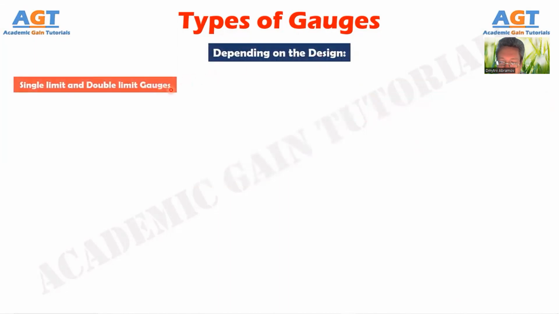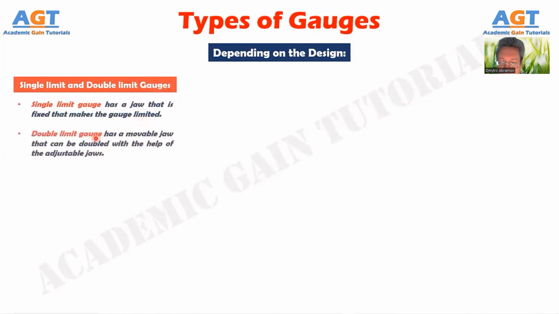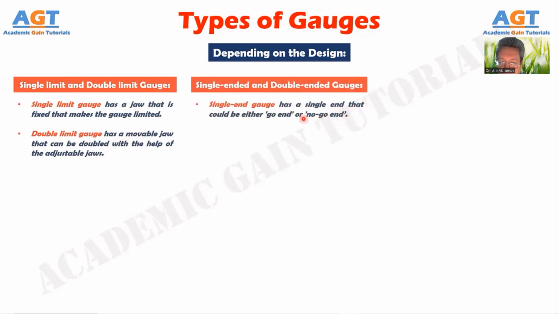The single limit gauge has a jaw that is fixed that makes the gauge limited, but in the case of the double limit gauge, it has a movable jaw that can be doubled with the help of the adjustable jaws. Single-ended and double-ended. The single end gauge has a single end that could be either go end or no go end. Double end gauge has both ends. Its one end is go end, another one is no go end.